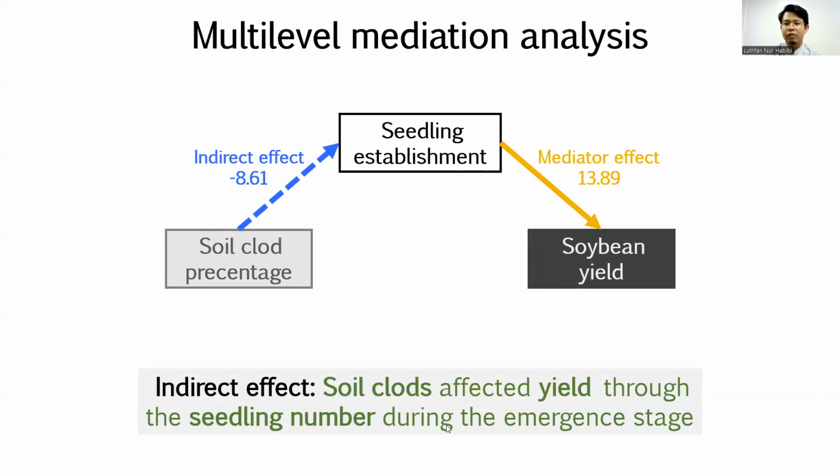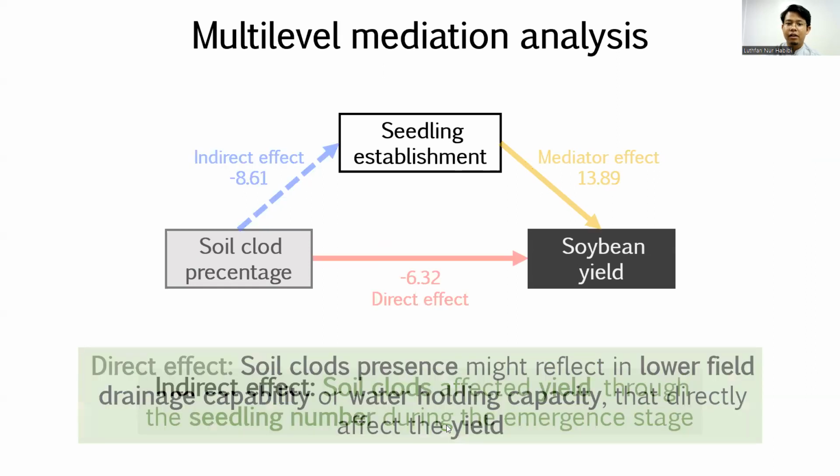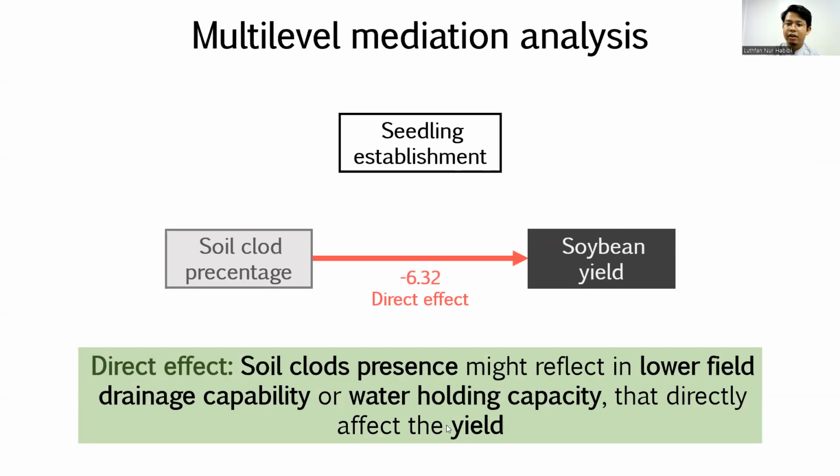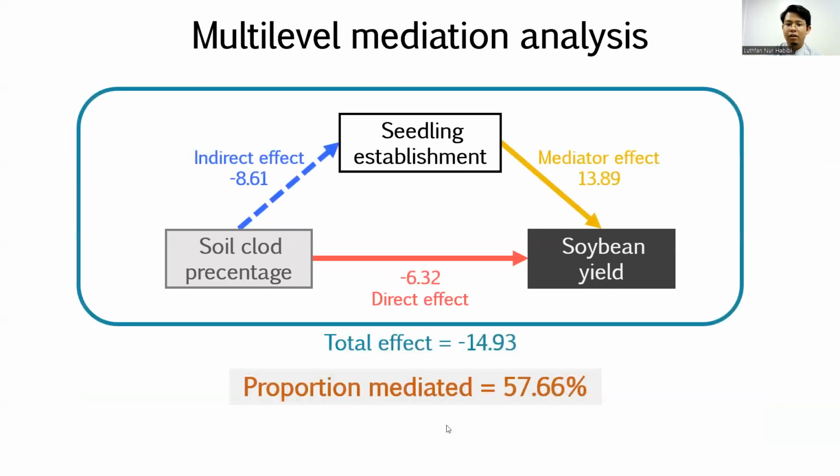First, the indirect effect of soil clod notably affected yield through the seedling numbers during the emergence stage. The presence of soil clod in the field could hinder seedling emergence, as the growing seedlings need to overcome the soil impedance of the clods and soil compaction, which could lead to seedling mortality. Second, the direct effect of soil clod presence might reflect a lower field drainage capability or water holding capacity that directly affects the yield. Overall, soil clod negatively affects the final yield of soybean.